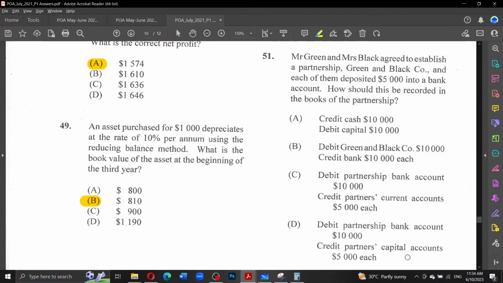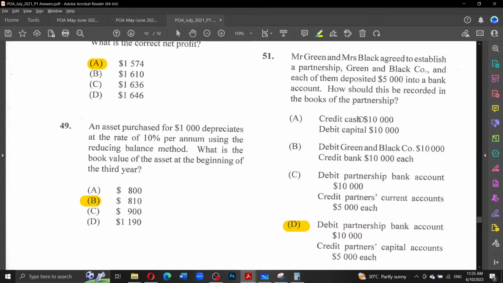So we have the partnership's bank account at 10,000. It has to be debited because the bank is increasing. And you credit the current account of each partner. No, not the current account. You credit the capital account because they invested this amount. After the transaction takes place, then you go to the current account.